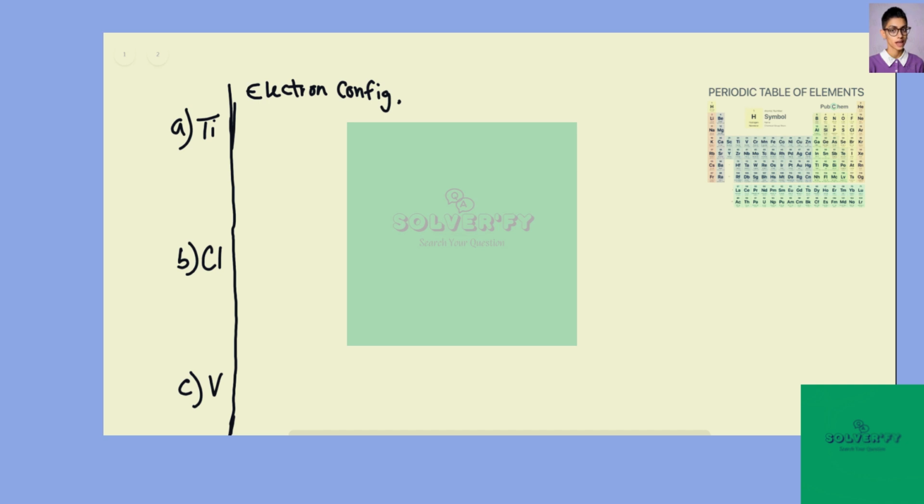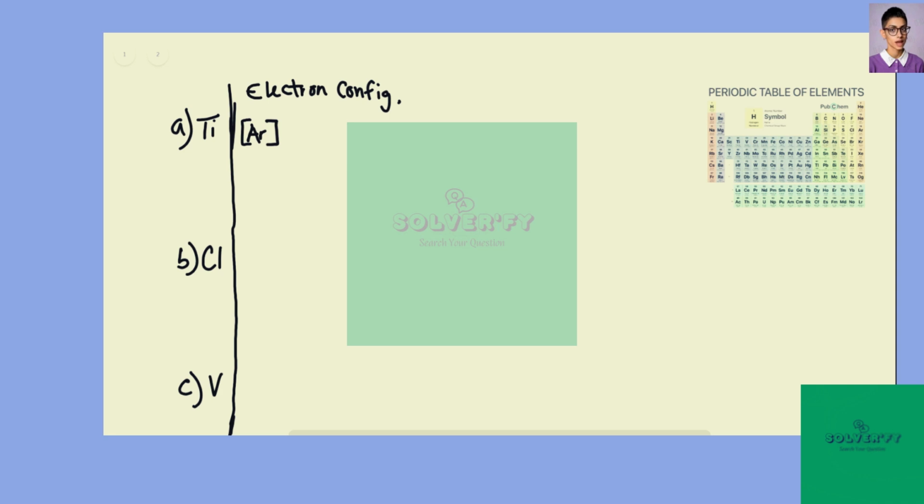Now, the condensed versions mean that we're going to take the most recent noble gas, put that in brackets, and then write down the rest of the orbitals the same way we would in the full ground state electron configurations. So first thing we need to do is locate titanium on the periodic table, and it is in the third row in the D block. It's the second D block element in the third row.